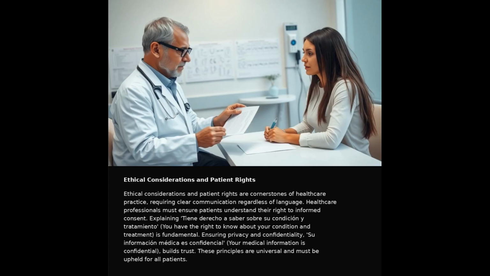Healthcare professionals must ensure patients understand a right to informed consent. Explaining, tiene derecho a saber sobre su condición y tratamiento, you have the right to know about your condition and treatment, is fundamental. Ensuring privacy and confidentiality. Su información médica es confidencial. Your medical information is confidential, builds trust. These principles are universal and must be upheld for all patients.